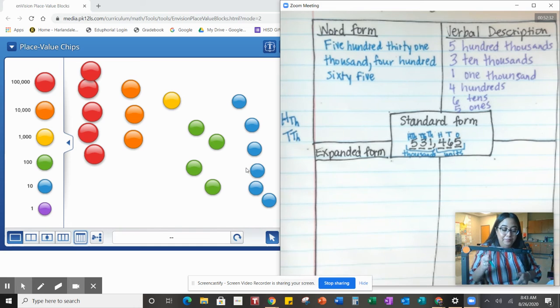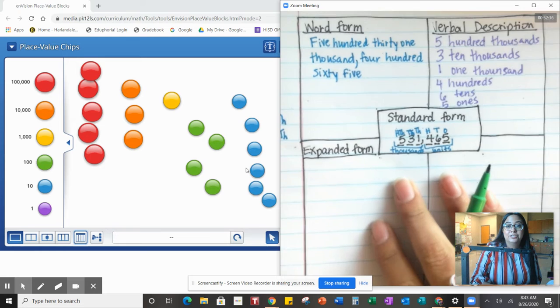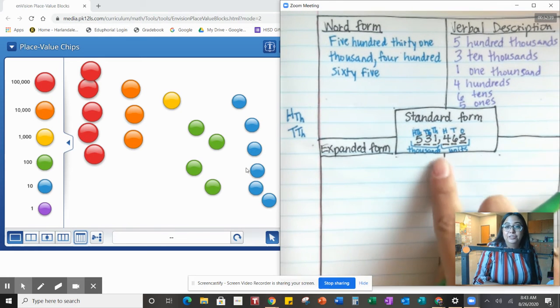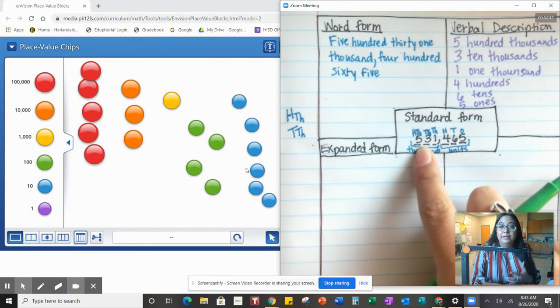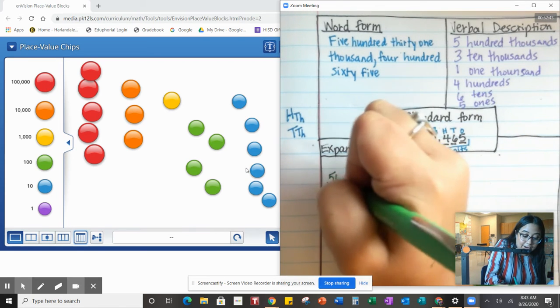So for this one, just like in the Envision videos from yesterday, what you're going to do is take one digit at a time and expand it. So the 5 in the 100,000s place gives you a value of 500,000.